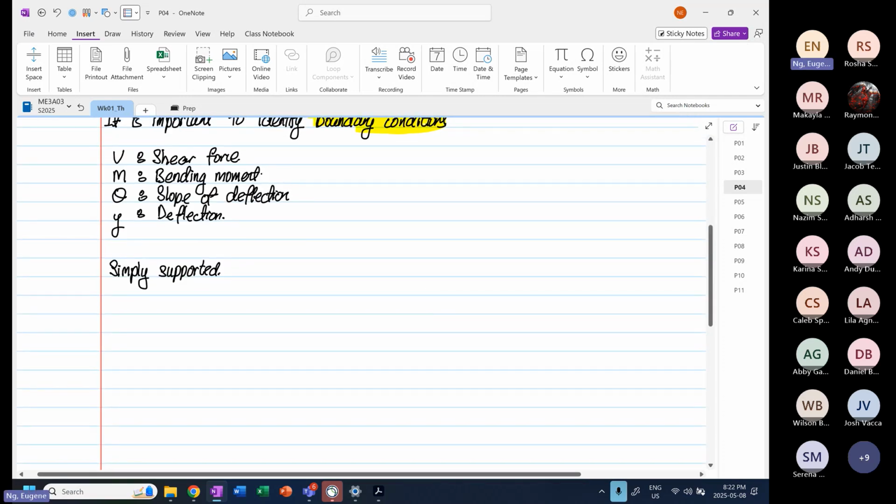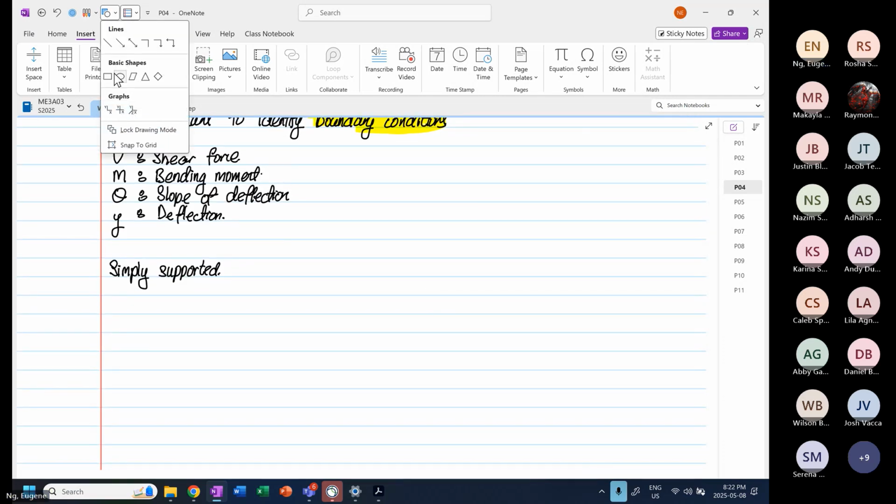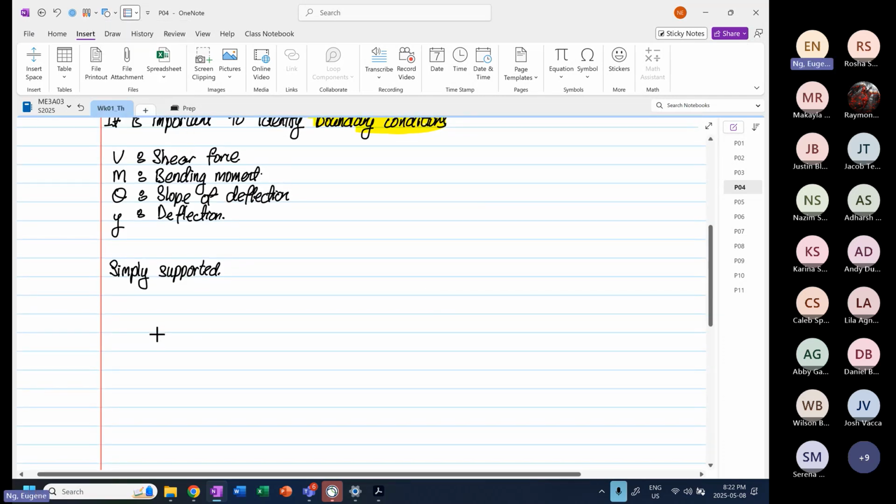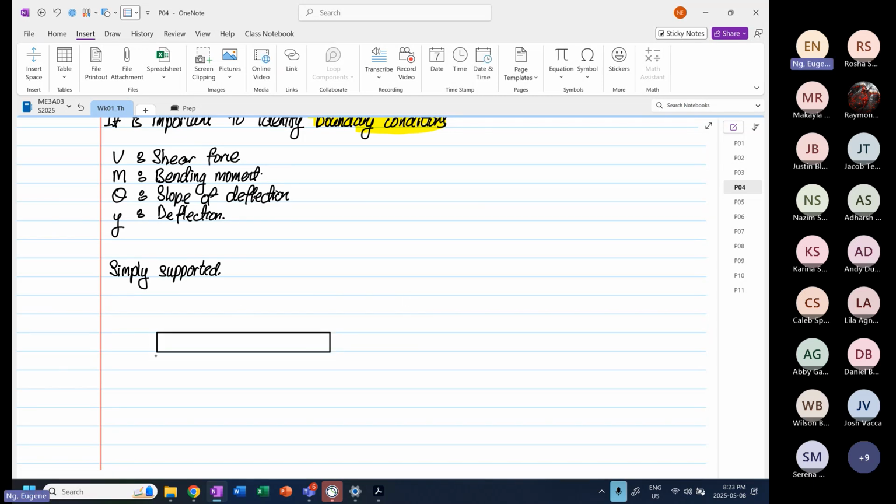So in simply supported, this is our structure. Over here, this is our point A. There's a pin, and this is point B. So this is a simply supported structure.